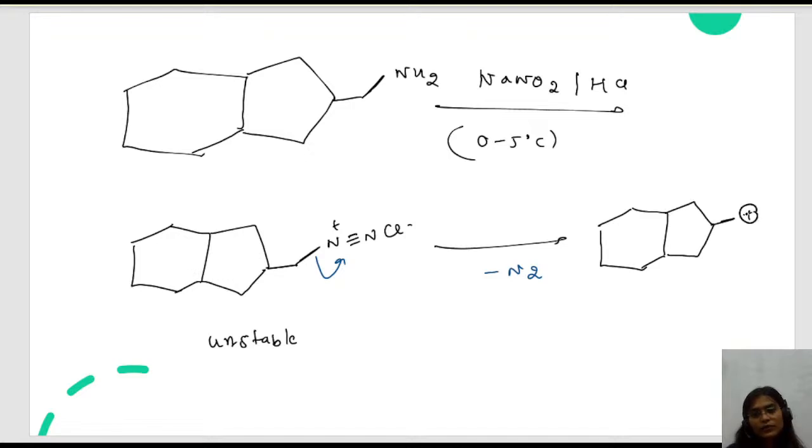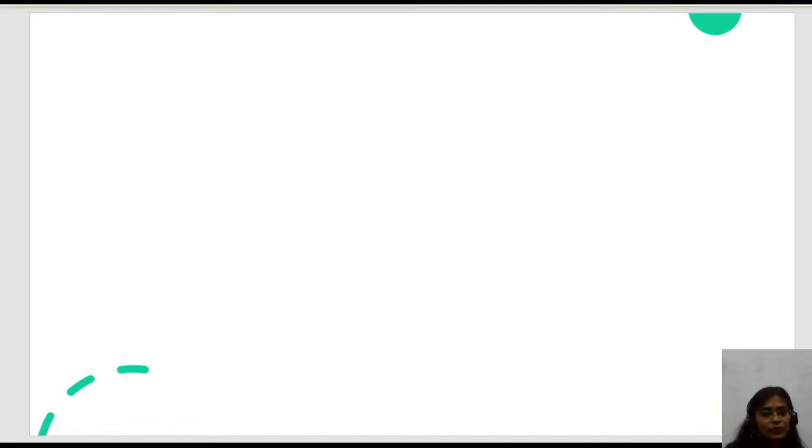And which kind of positive charge is it? Primary carbocation. And everyone, primary carbocation is not stable. Then what can we do there? Go with the rearrangement. Ring expansion has to happen because it's a five-member ring and the positive charge is not so stable. So the next step is going to be the ring expansion.